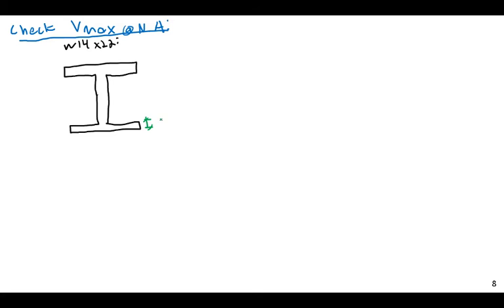So the flange thickness is 0.335 inches. The flange width for both of them is 5 inches. The web thickness is 0.23 inches. And the web height is 13.07 inches. Note for all of these, we're going to use their actual values, not their nominal values.